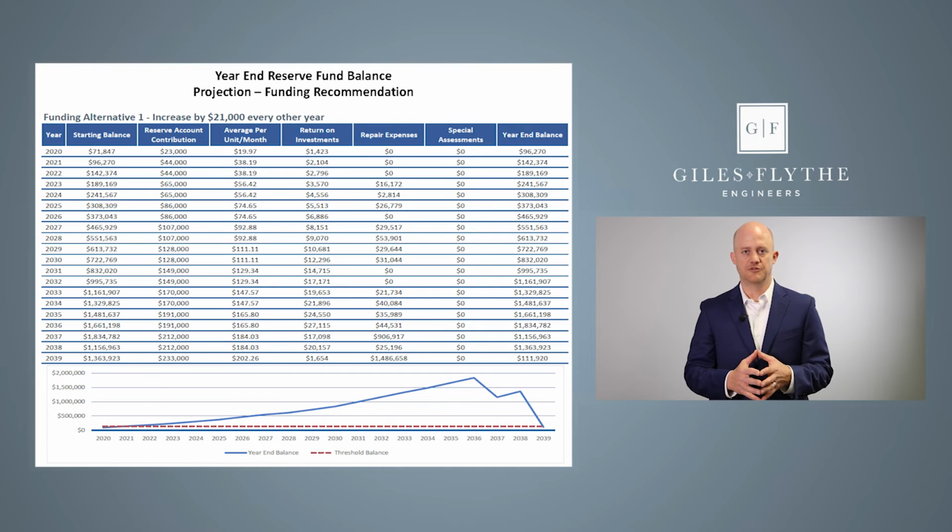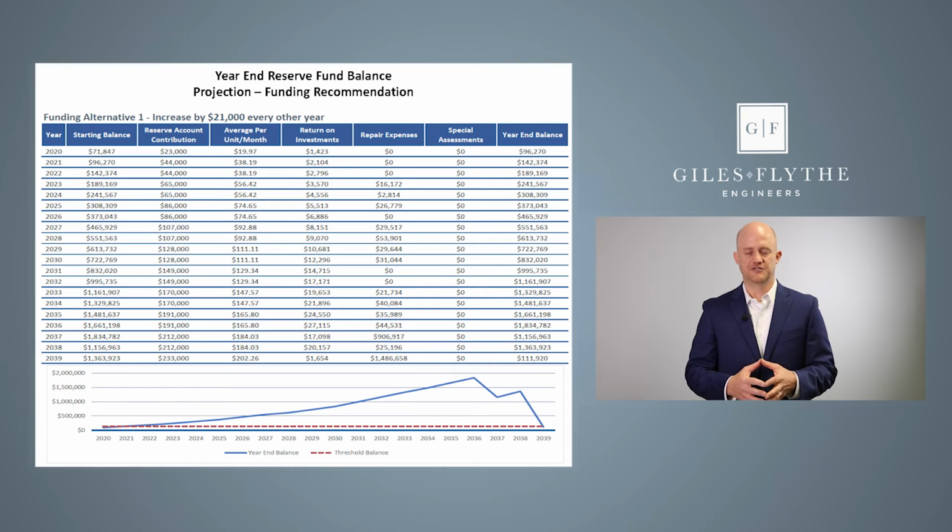So we typically provide 2 or possibly 3 funding recommendations within the reserve study to give the board some options for how to make contributions to the reserve account. Under this particular funding recommendation, we recommended to the association to increase the reserve contribution by $21,000 every other year.